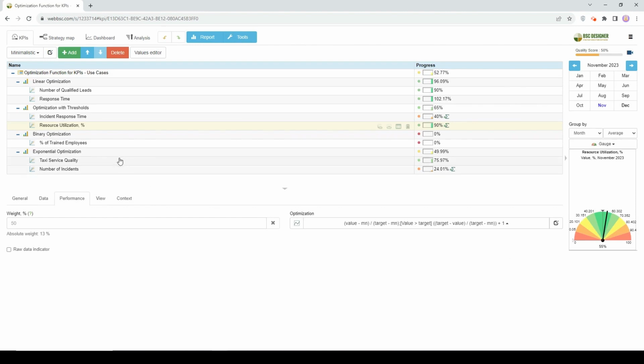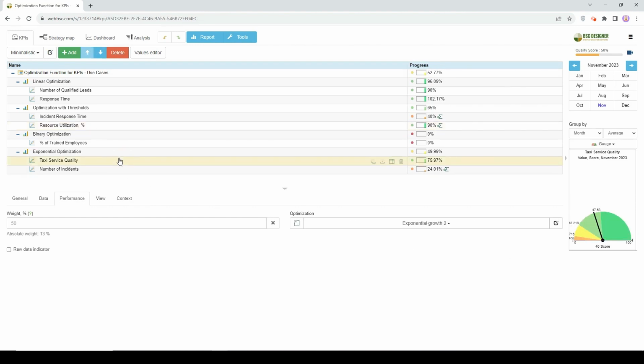We are not limited to linear functions only. Here are 2 examples that use exponential functions to calculate performance. One is a fast saturation function, where reaching the green zone is relatively easy. For instance, consider scoring the quality of taxi service. By providing the basic required service, you can achieve an acceptable level quickly.